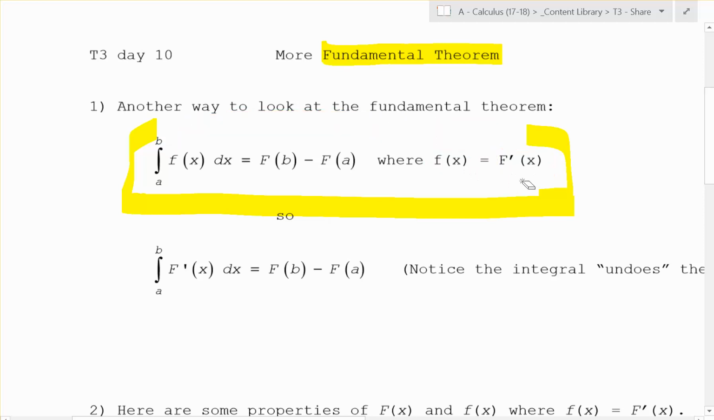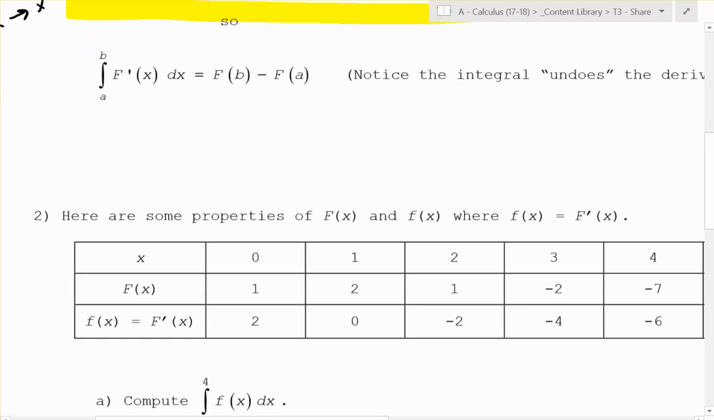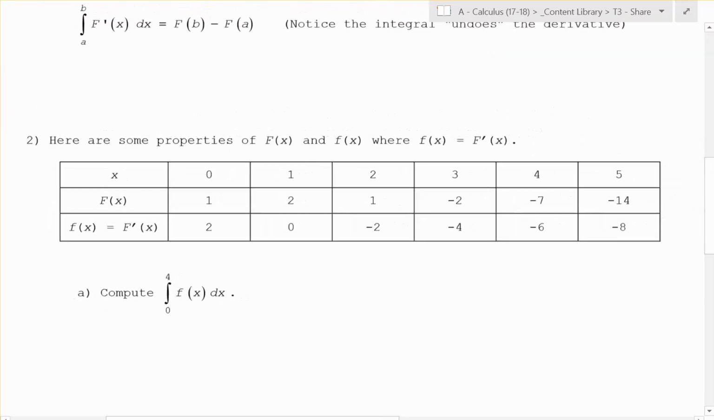Right now, we're going to use charts to answer questions about the fundamental theorem, but we will spend a lot of time undoing it. What I mean is I'm going to give you things like, okay, if you have 2x, what's the integral of 2x? Well, that's going to be x squared plus a constant, because the derivative of x squared plus a constant is 2x. So what we're going to do is use a chart to answer some questions.